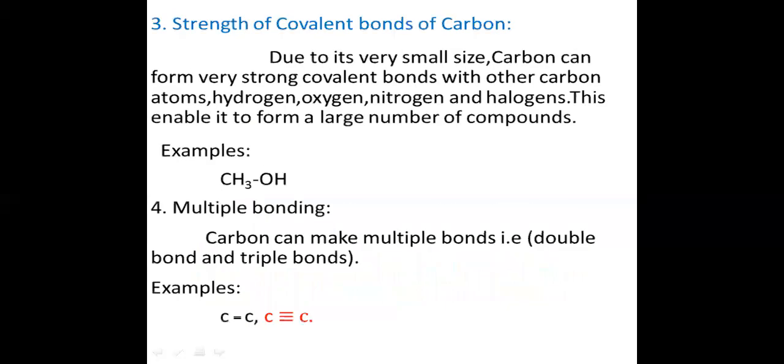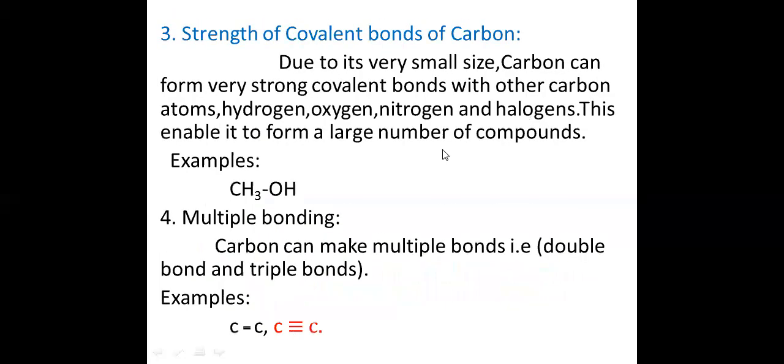The next reason is the strength of covalent bonds of carbon. Due to its smaller size, carbon can form very strong covalent bonds with other carbon atoms. Carbon can also make strong covalent bonds with hydrogen, oxygen, nitrogen, and even halogens. This property of carbon to make strong covalent bonds with other atoms enables it to form a large number of organic compounds.